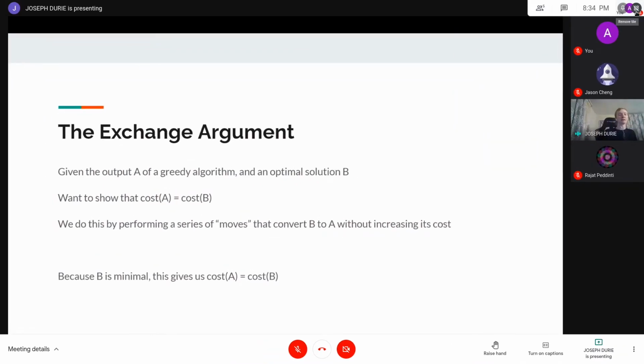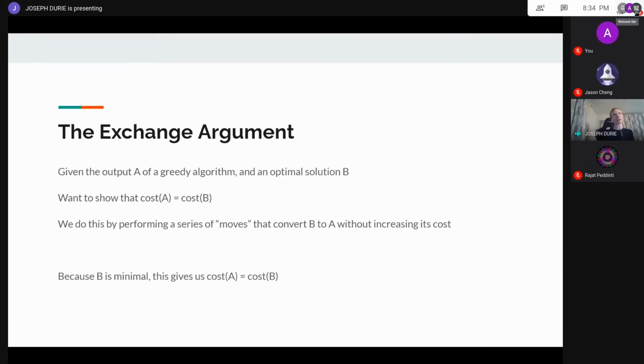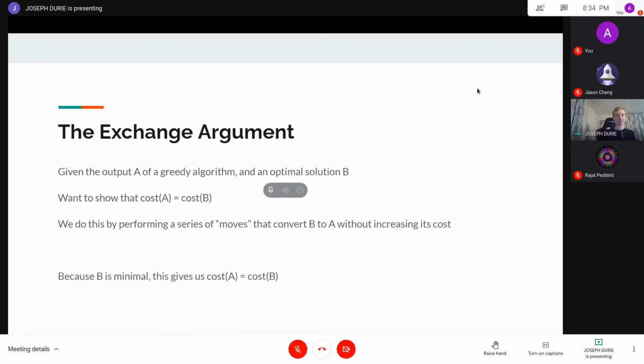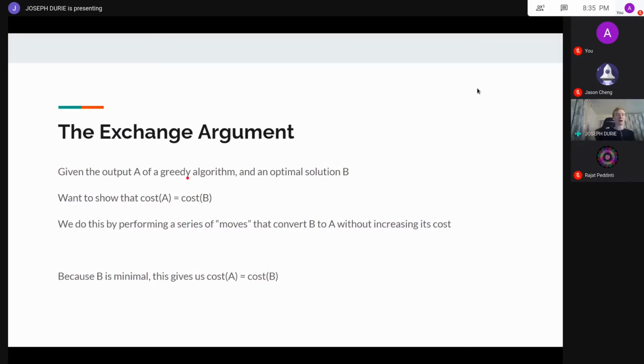like a cost on these solutions, right? Because that's what we're trying to do, is minimize or maximize a cost. So to prove that the greedy algorithm is optimal, we want to show that cost A equals cost B, basically across all inputs. And we can do this by performing a series of moves that slowly convert B to A without increasing its cost.